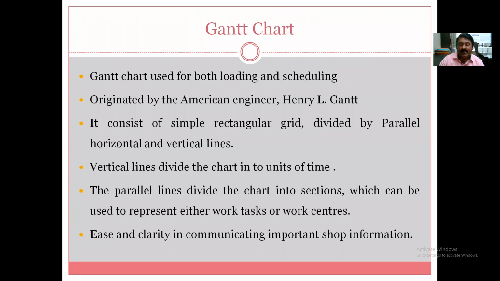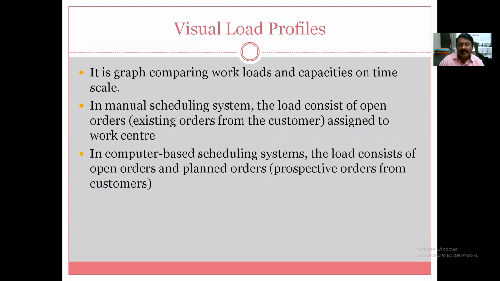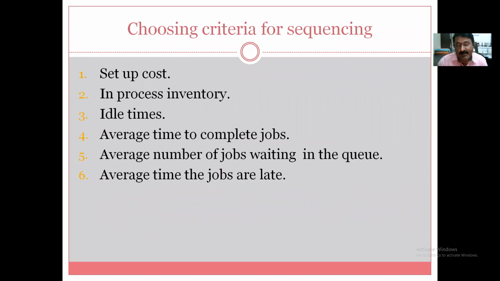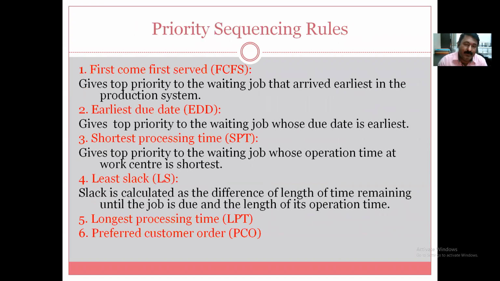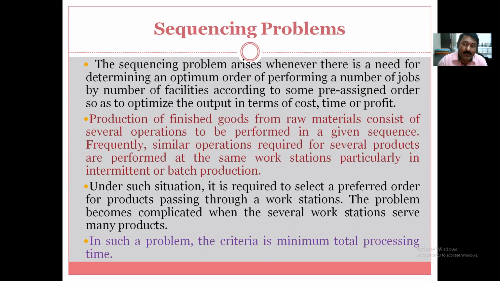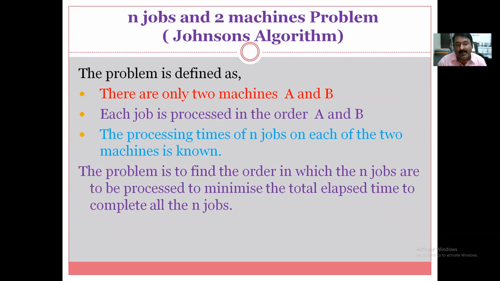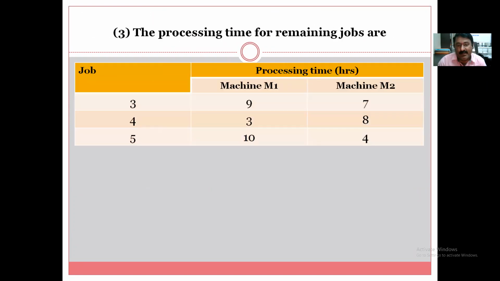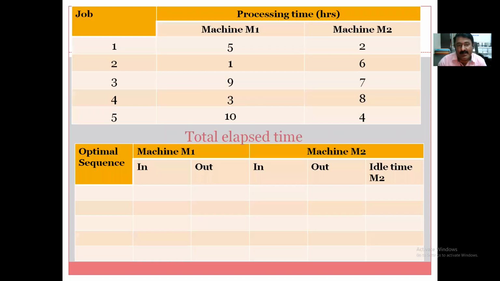We have discussed the Gantt chart and visual load profiles, and then we arrived, friends, at priority sequencing. What is the criteria for sequencing? What are the sequencing rules? And we have solved sequencing problems, N jobs 2 machines and N jobs 3 machines, by using Johnson's algorithm. We have discussed the procedure. Then we solved the first problem, a simple case.